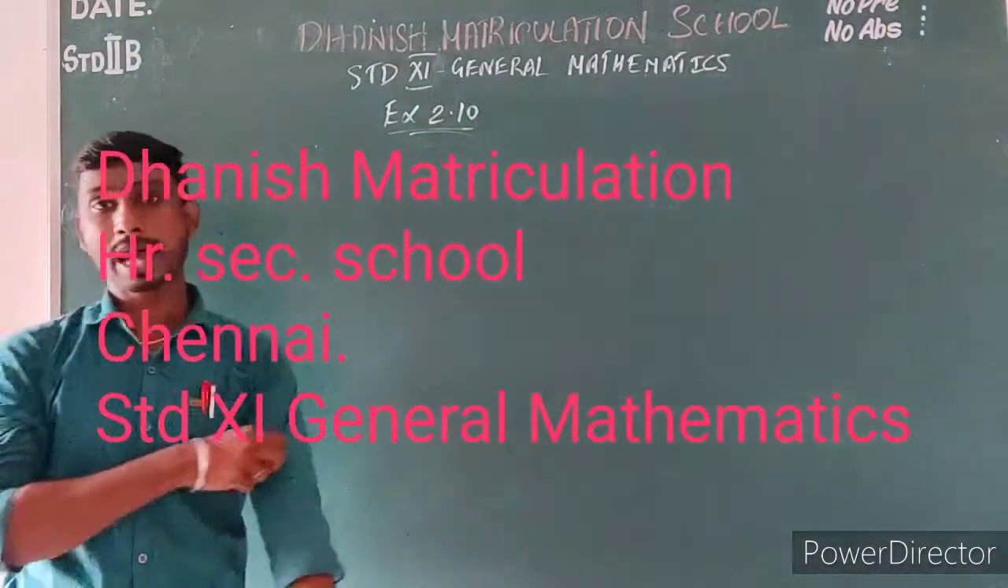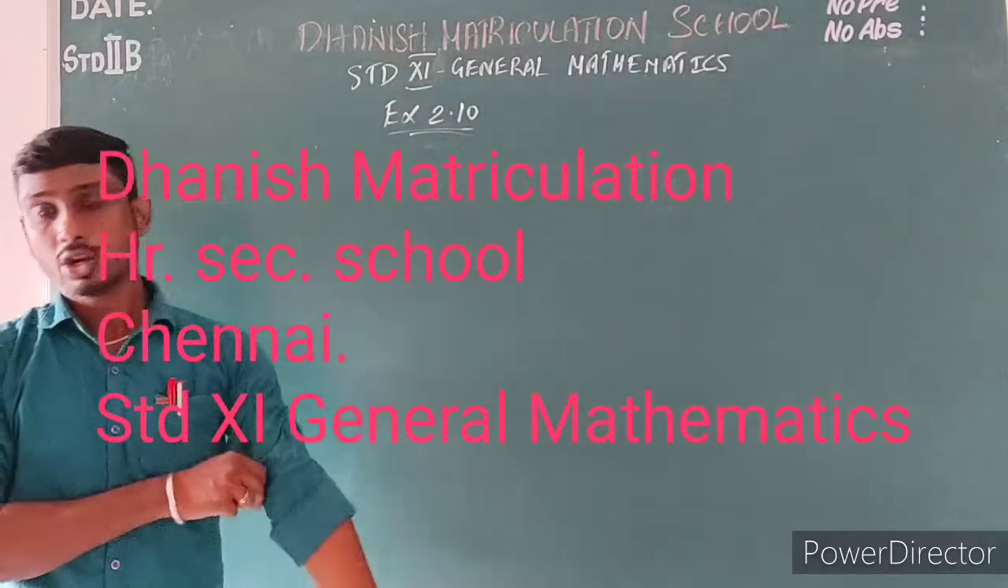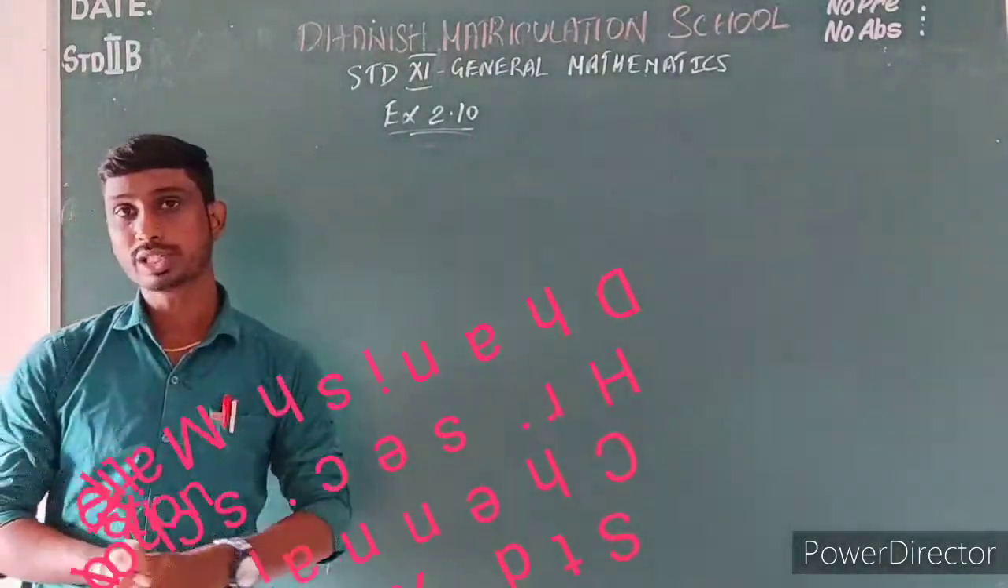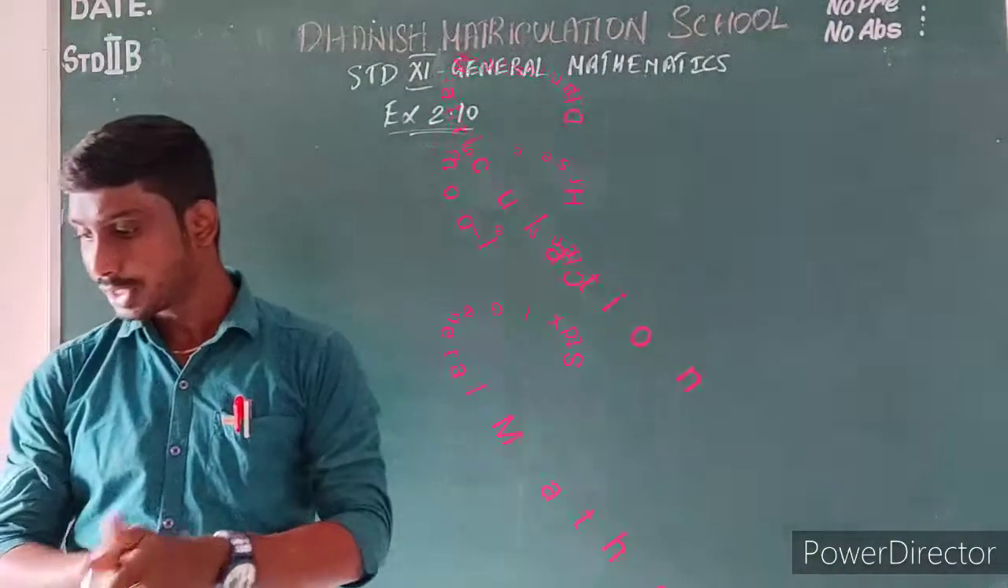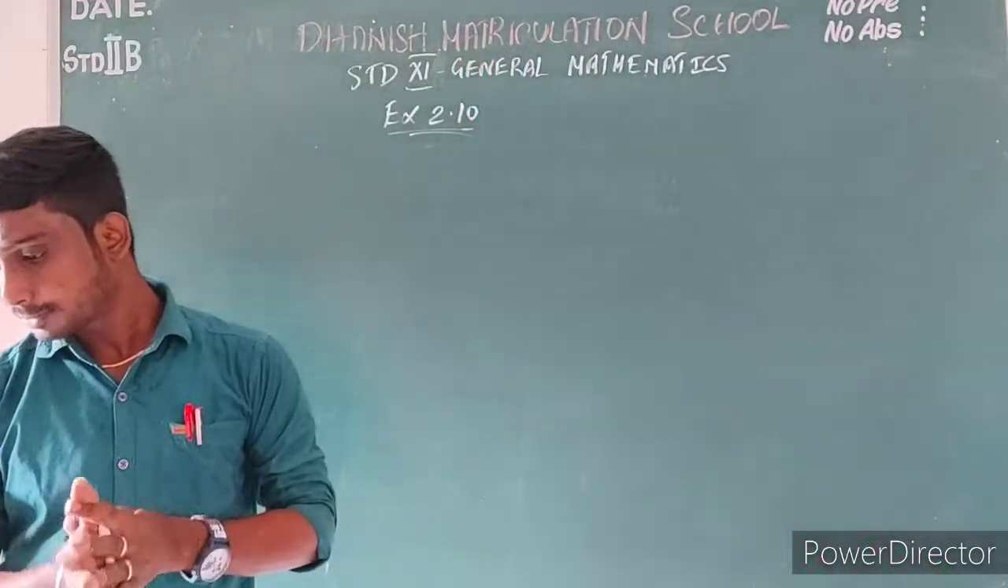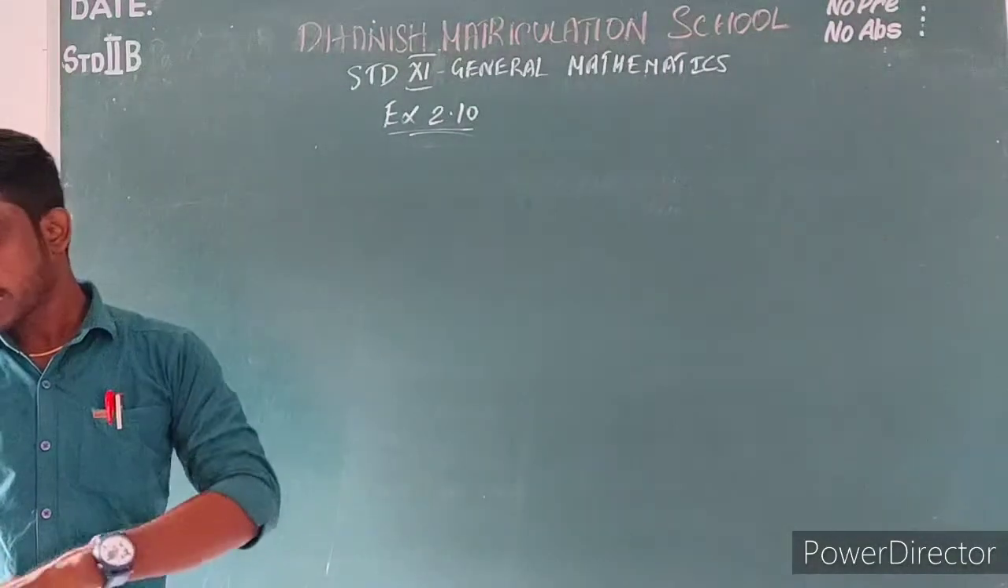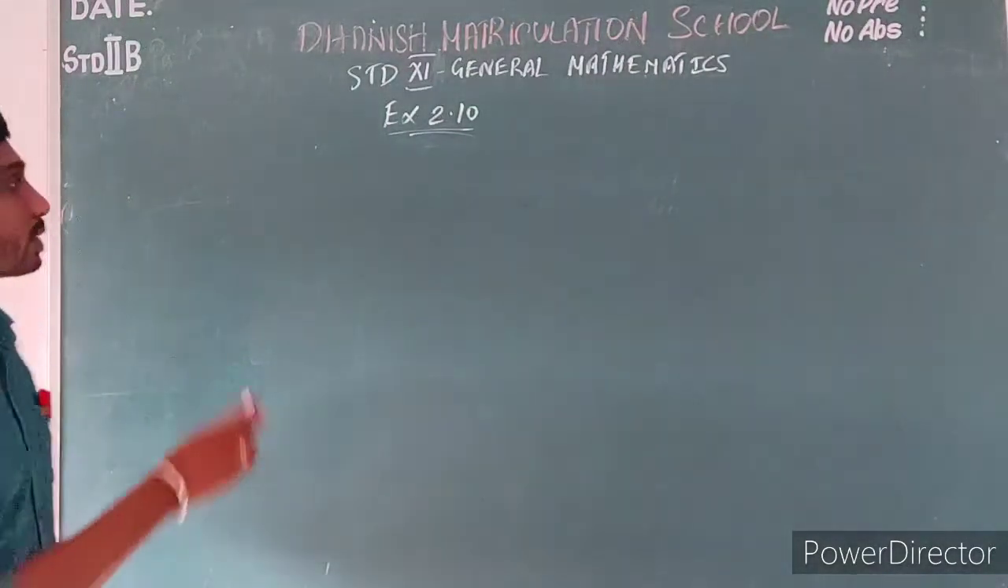Last class we completed partial fractions, that is exercise 2.9. Today we are going to see exercise 2.10. What is the question given here? Determine the region in the plane determined by the inequalities. That is the first question given here.